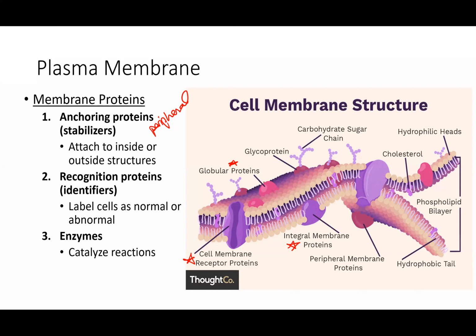Then the third category of membrane proteins are enzymes. And if you remember, enzymes speed up chemical reactions. They reduce the activation energy of a chemical reaction, actually allow it to happen at a quicker pace than it would actually happen otherwise if it would happen at all.